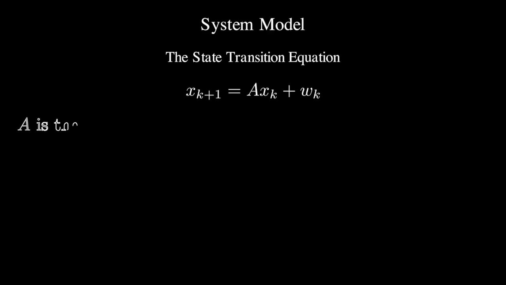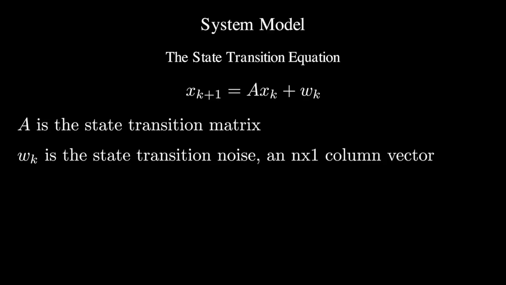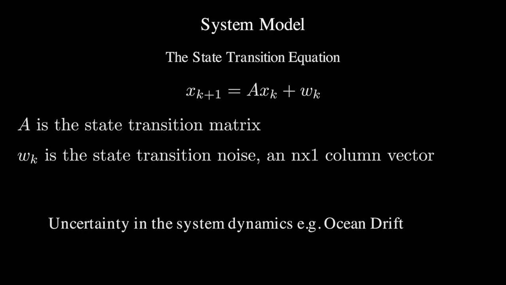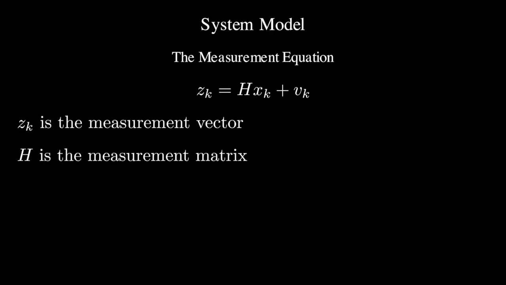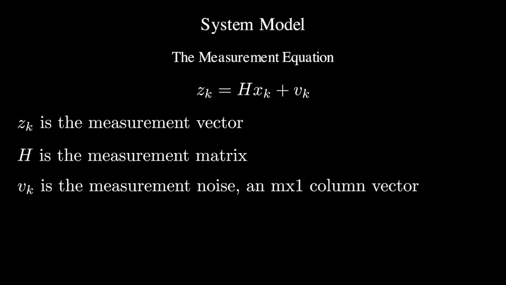Here's an alternative way to learn about the prediction step by looking at the system model equations. Let's start with the state transition equation, where A is the state transition matrix and Wk is the state transition noise. It is an n by 1 column vector and it represents uncertainty in the system dynamics, for example, like ocean current affecting a submarine's motion. The measurement equation is this, where Zk is the measurement vector. H is the measurement matrix mapping the actual state xk into measurement space, and Vk is the measurement noise. It is an n by 1 column vector and it represents the random error in sensor readings.